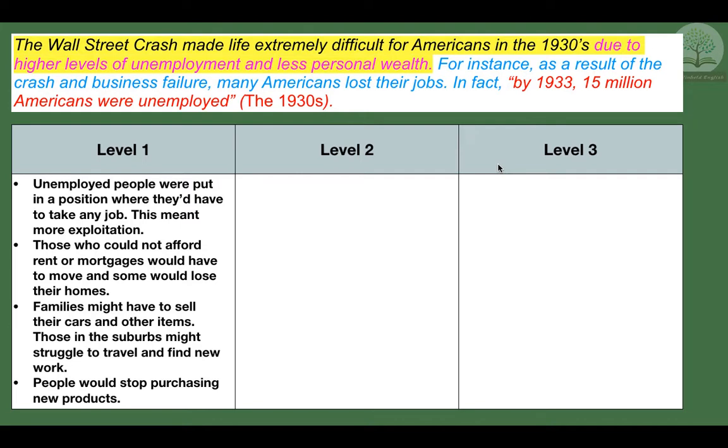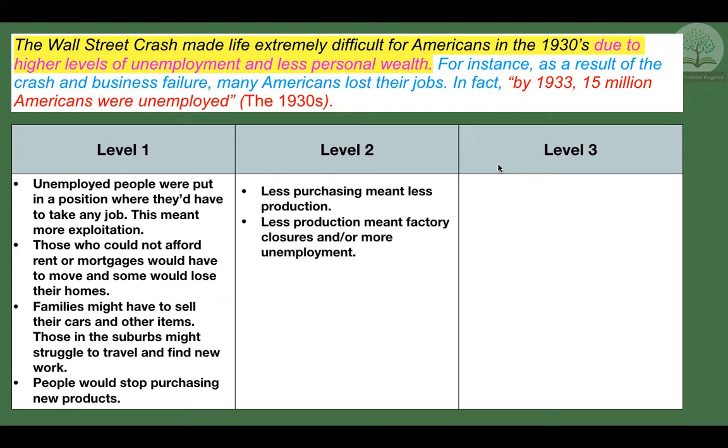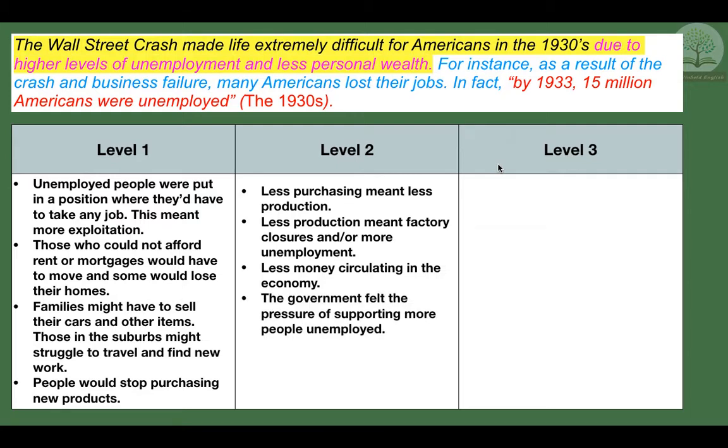impacts upon the whole group. So we might say this meant less purchasing and less production within America. We might say less production meant more factory closures or more unemployment across the entire country of America. We could talk about less money circulating in the American economy, the government feeling pressure to support more unemployed people, or we could talk about the rise of soup kitchens and charities in the country. So again, level 1, here we've got some smallest parts and the impacts upon the individual. Level 2, how do those resonate throughout all of society? At level 3, we'd make broader connections.